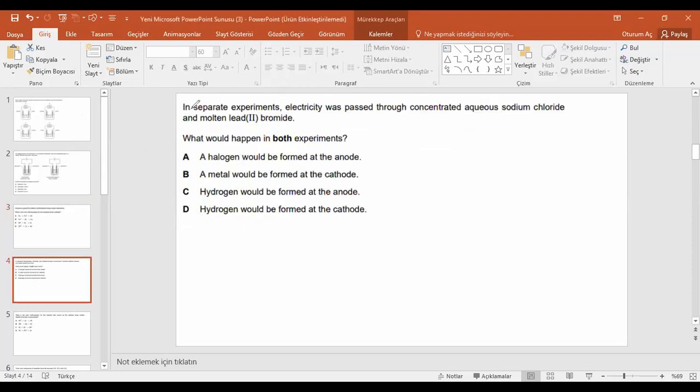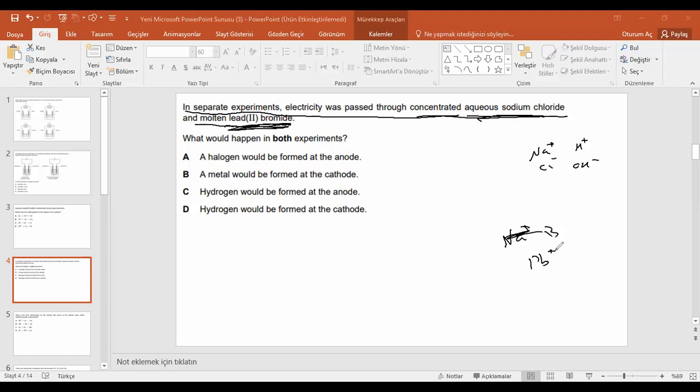And the next question: in separate experiments, electricity was passed through concentrated aqueous sodium chloride and molten lead bromide. Concentrated aqueous sodium chloride contains Na+, Cl-, and also H+ and OH- from the water. Molten lead bromide contains Pb2+ and Br- ions only, because it is molten, it is liquid. What would happen in both experiments?